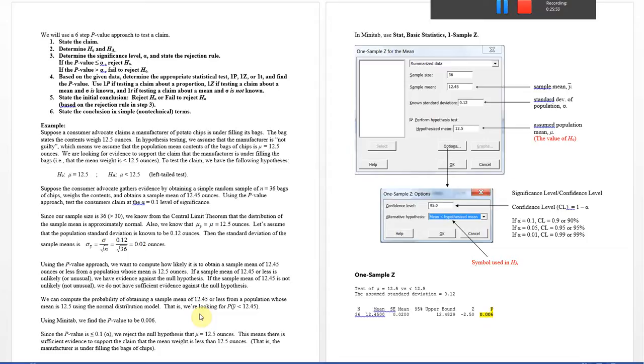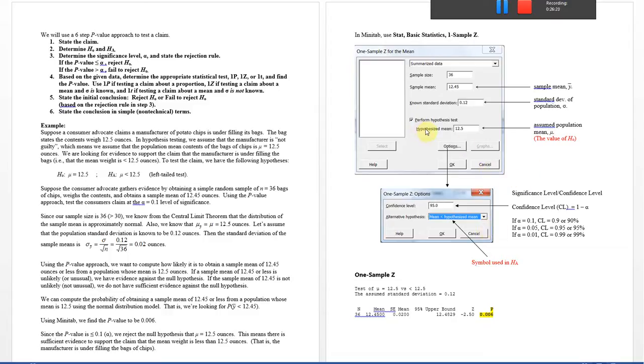So in Minitab, you do that using the one sample z for means. This is the exact same thing you use for the confidence intervals. The only difference is that you need to check this perform hypothesis test box and give it what you're comparing it to. So notice that this is coming from the assumption from your null hypothesis. It's important you write your null hypothesis first and your alternative before you start getting into Minitab, because you also have to tell it what your alternative was.